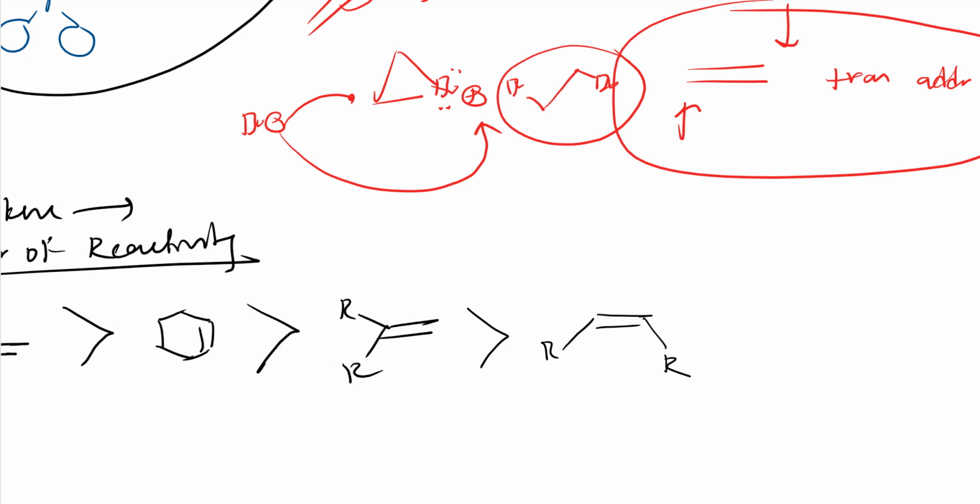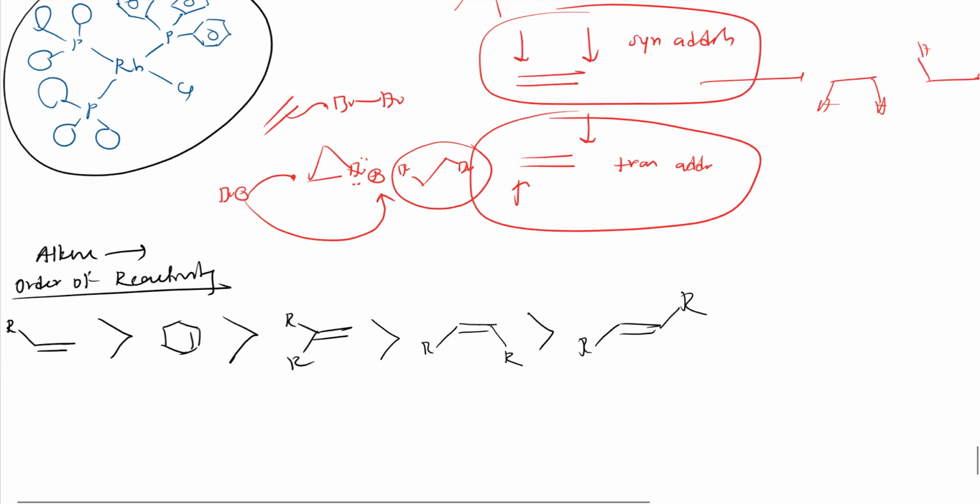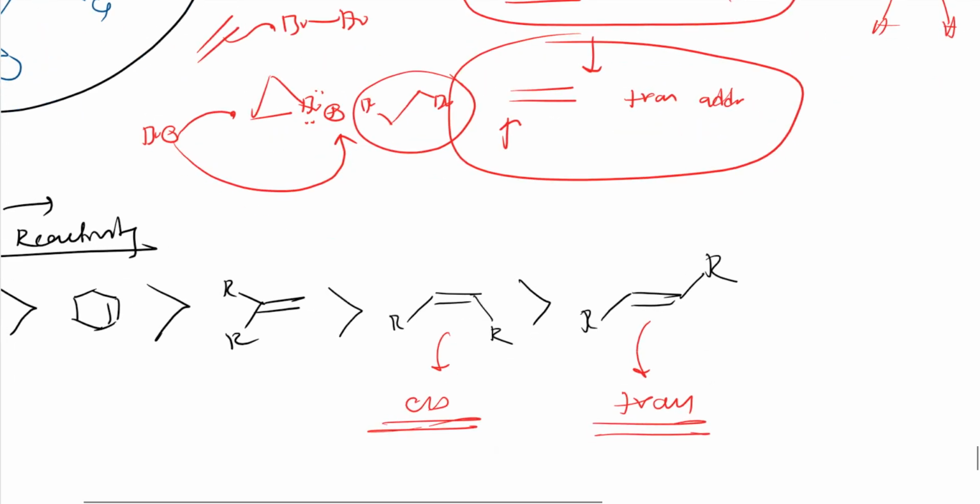See, are you able to analyze? Here is one more interesting thing. This Wilkinson catalyst is there. This is a cis alkene, whereas this is a trans alkene. It is very selective towards cis alkene. If both are there, it will react faster with cis alkene. So the order is like this here: cis alkene is more reactive than trans alkene. You should be able to remember this order also.